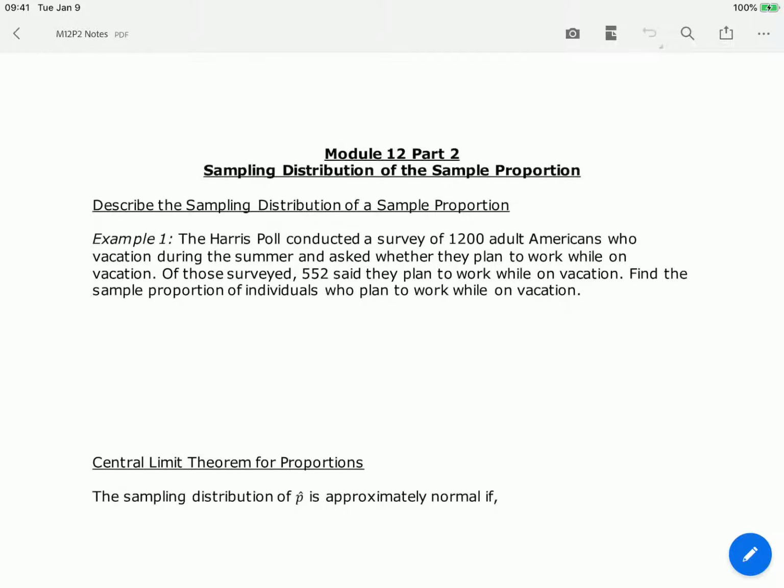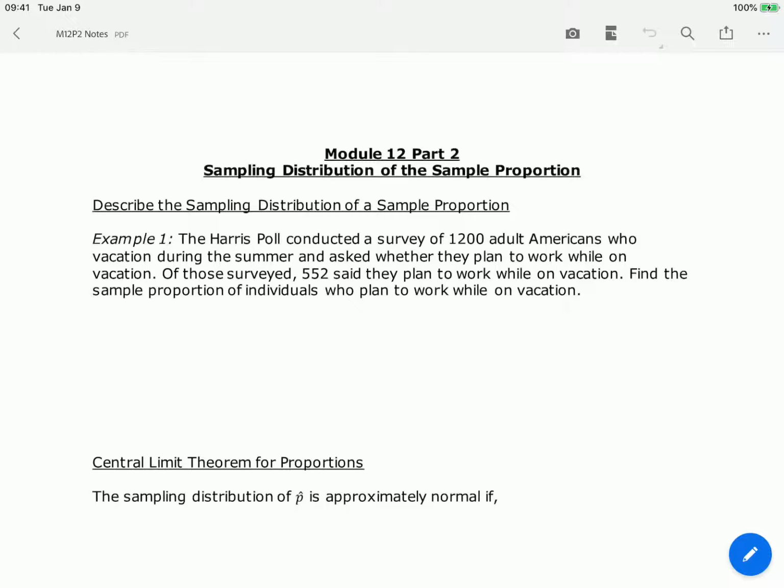Welcome to Module 12, Part 2. In this section, we're going to be looking at the sampling distribution of a sample proportion. In the previous section, we looked at how the sampling distribution of a sample mean is determined. Now we're going to look at, okay, what if we're looking at a proportion? So the first thing we're going to do is look at how to find a proportion.